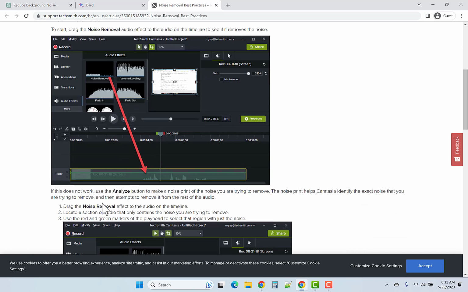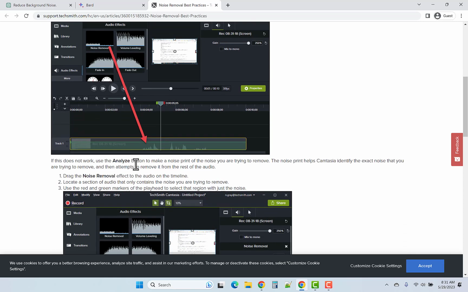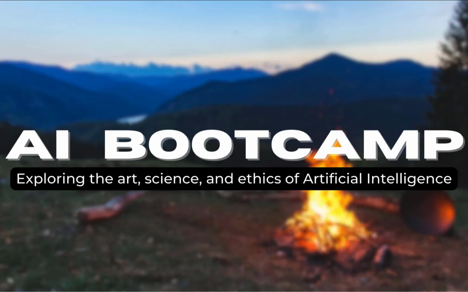And to make a long story short, using the directions in this help article, I was able to use this noise removal tool to reduce the background noise. So Google Bard for the win.